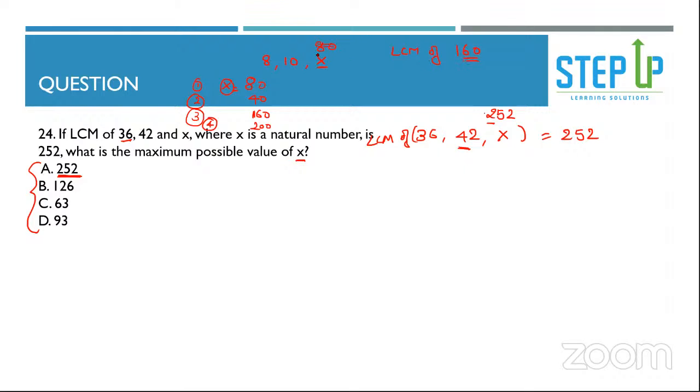All right. But they are saying the maximum possible value of x, so look for the maximum number. Out of these, the maximum number is 200. But when you look at 200, 8 and 10, the LCM will be 200.